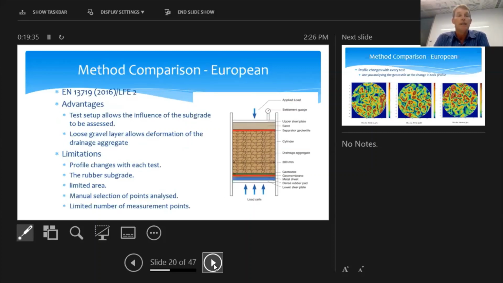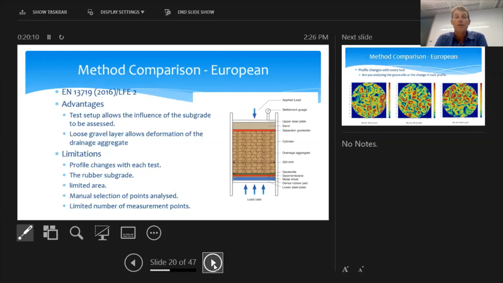in that. The advantage of this method is that it allows the influence of subgrade to be assessed, and the loose gravel layer allows deformation of the drainage aggregate to occur. One of the limitations, however, is that the profile changes with each test. So you don't know whether you're testing the performance of the geotextile or the different profile that's been placed by the stone. The other area is the rubber subgrade, whether that's actually equivalent to a compacted clay liner or not.